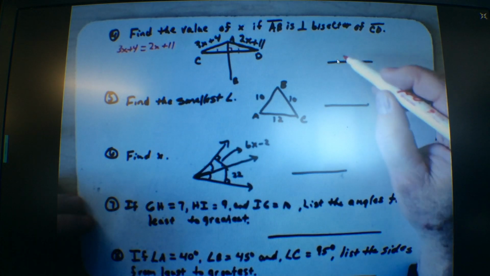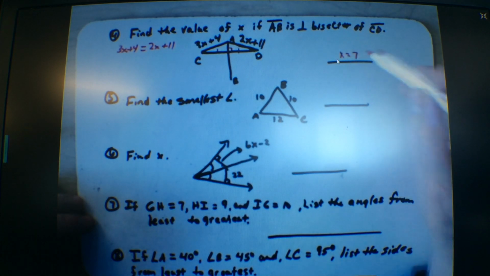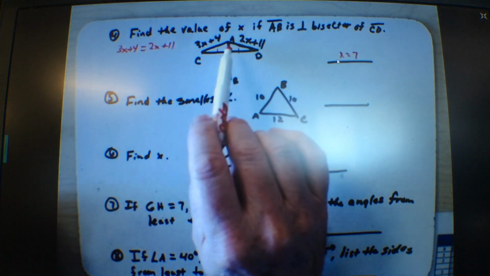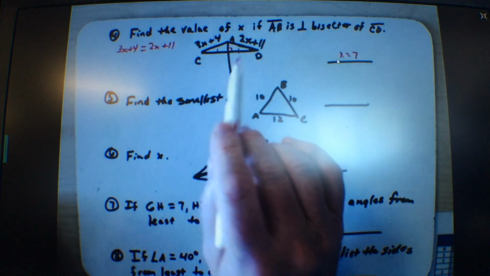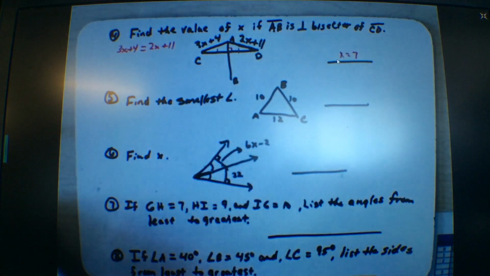Okay, you got x equals 7. Now you realize, of course, I could ask for the value, how far is A from the endpoints? You would have to find that, right? I could, no, I'm not gonna say that, but you could do that, right?